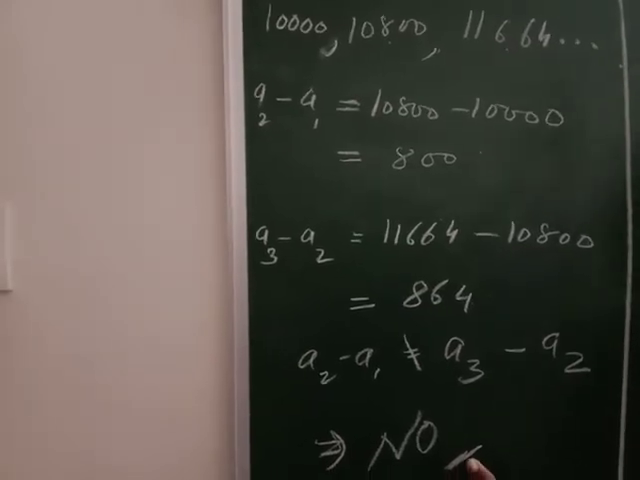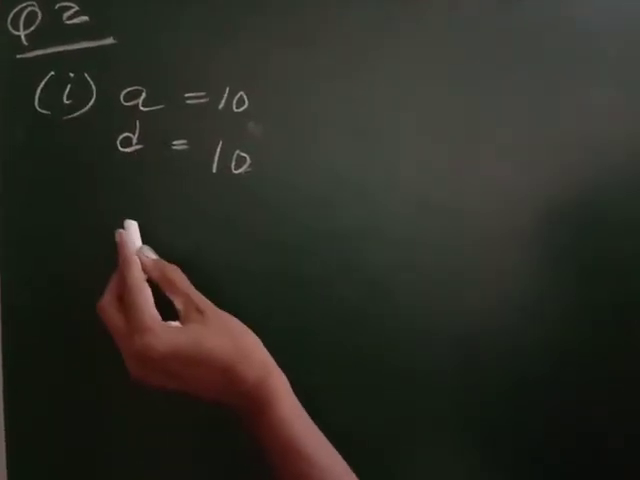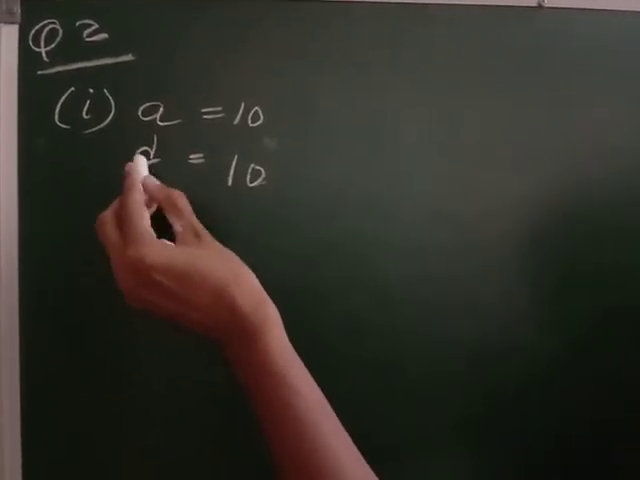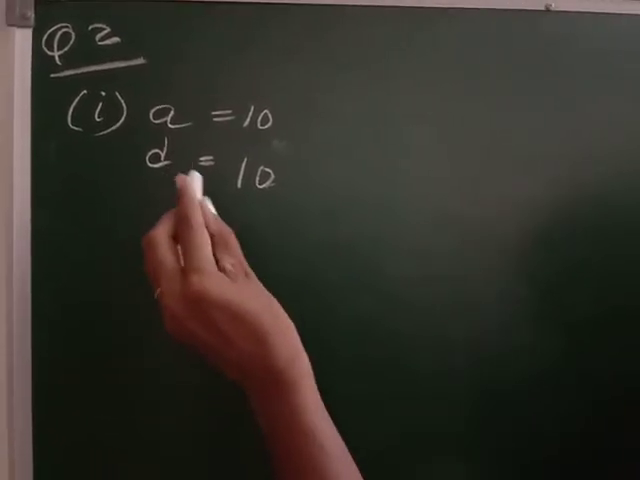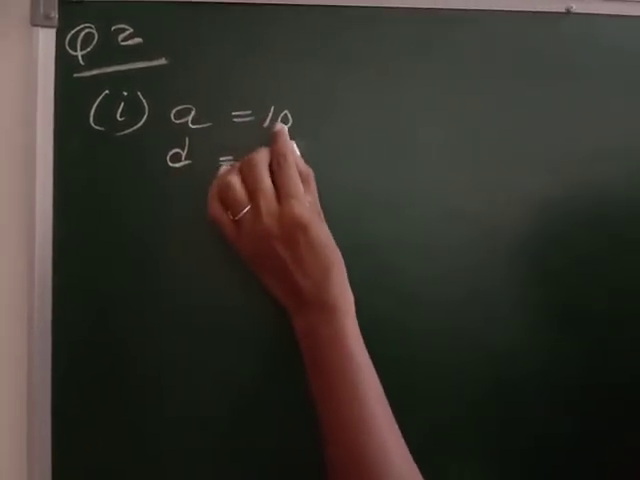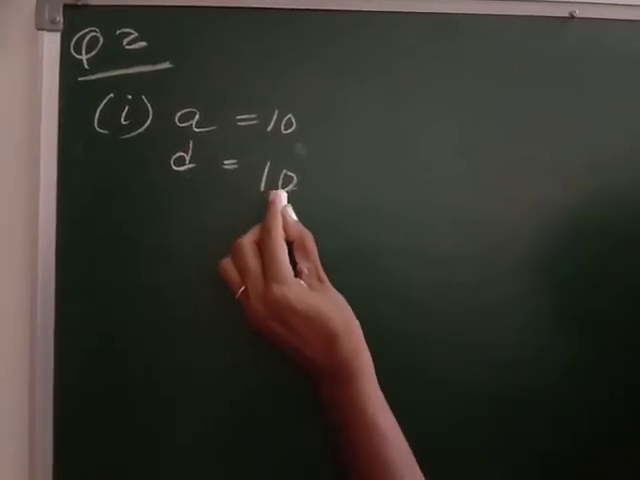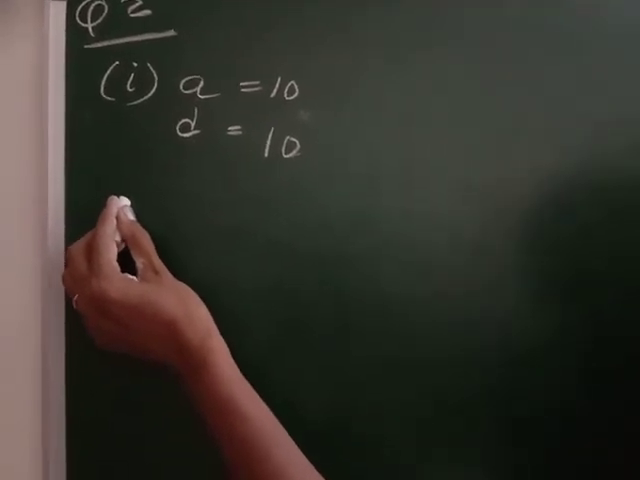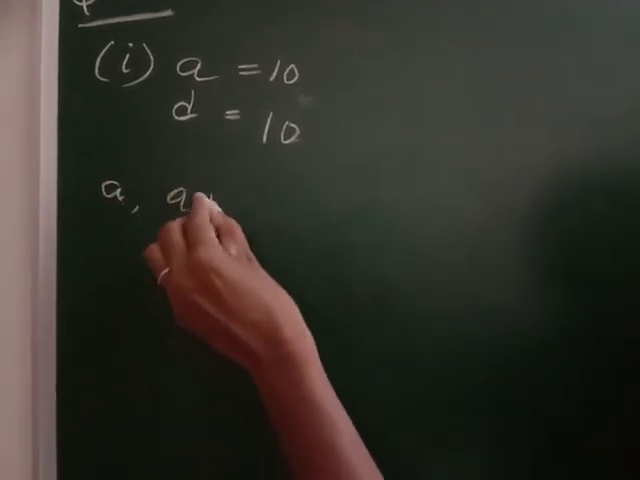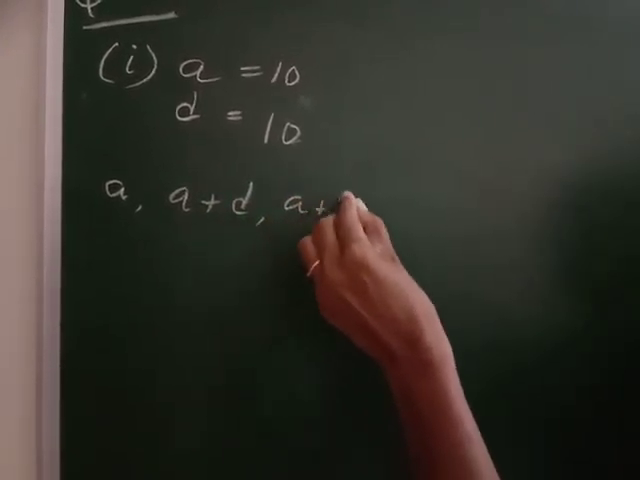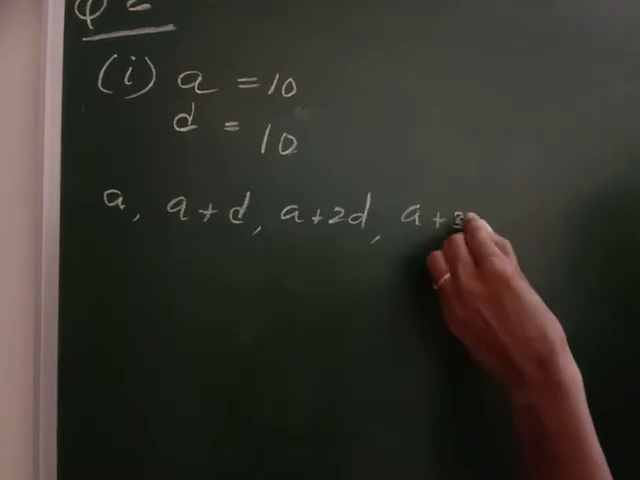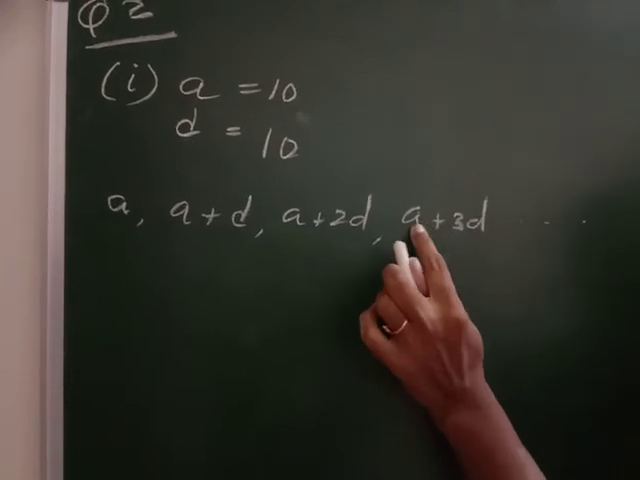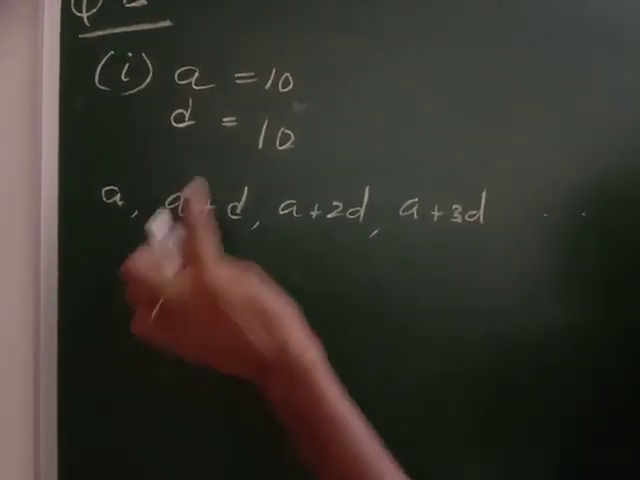Now question number 2. Write the first 4 terms of AP when the first term and common difference are given. So we have to write the first 4 terms of this AP. The first term is 10 and the common difference D is also 10. Okay, now we know the general form of arithmetic progression: A, A plus D, A plus 2D, A plus 3D and so on. Now they are telling us to find the first 4 terms. So I will take up to A plus 3D. Now put the value of A and D. I will get the answer.